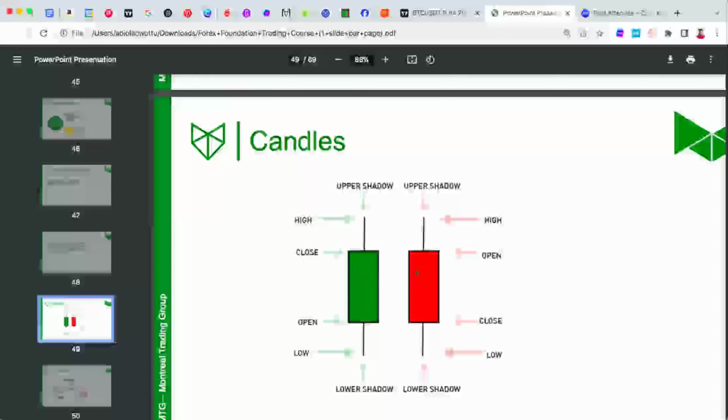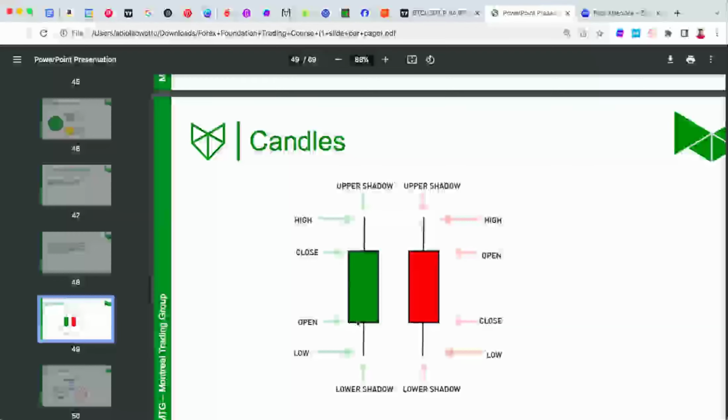So this is the red candle, which is representing the sell. This one is the green candle, which is representing the buy. And this is the lower part of the candlestick, which we can also call wick. And here we call it the upper shadow. So it's easy for us to read price like this.